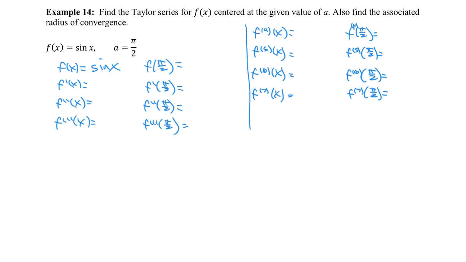So if we keep going, we'll get cosine of x, and then negative sine of x, and then negative cosine of x, which brings us back to sine of x, and then cosine of x, negative sine of x, and negative cosine of x. Okay, I think we've got it. Now we just have to fill these in.